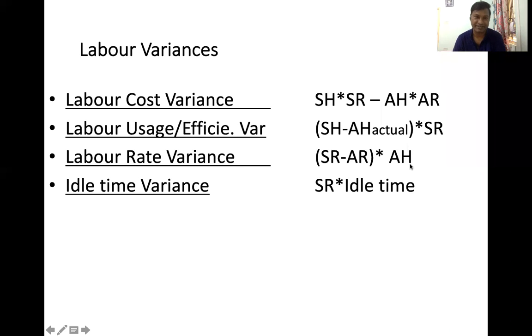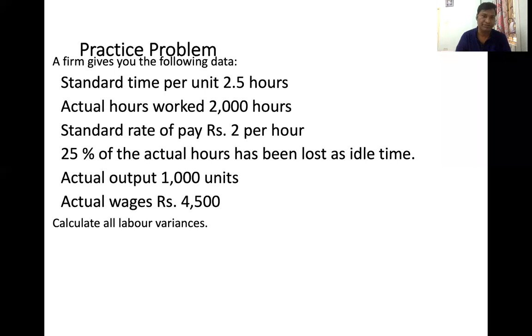Do you understand this? Labor cost variance is just similar to the calculation of material cost variance. Labor usage variance is just similar to the calculation of material usage variance. Okay, labor rate variance is similar to material price variance. Just the nomenclature is changed. The calculations are almost the same.